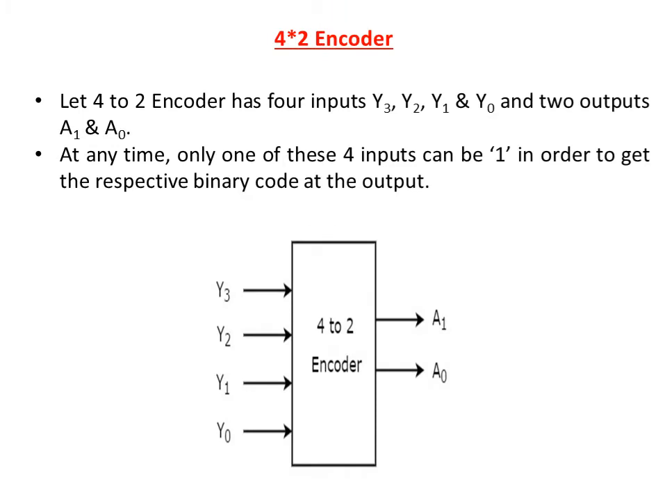4 to 2 encoder. So 4 to 2 encoder, from the name itself we can see 4 inputs and 2 outputs. The 4 inputs are Y3, Y2, Y1 and Y0 and the 2 outputs are A1 and A0. So at any time only one of these 4 inputs can be 1 in order to get the respective binary code at the output.